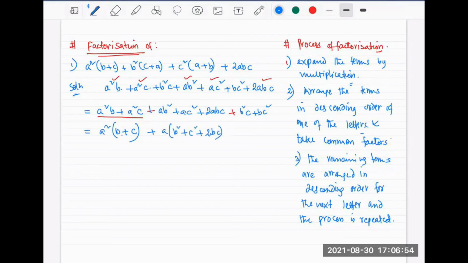You all know how to take common factor, right? Anyone who doesn't understand how to take out common factor? Anyone? Okay, everyone understands this taking out common factor part, right?